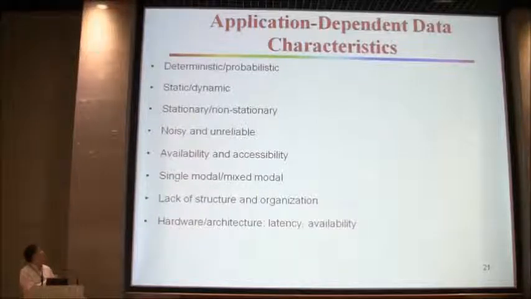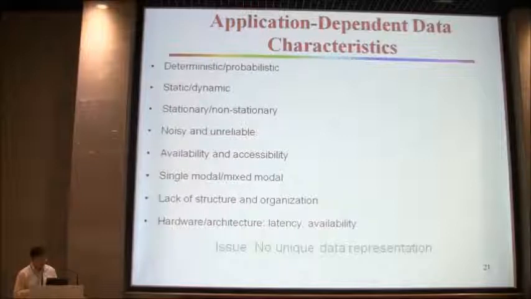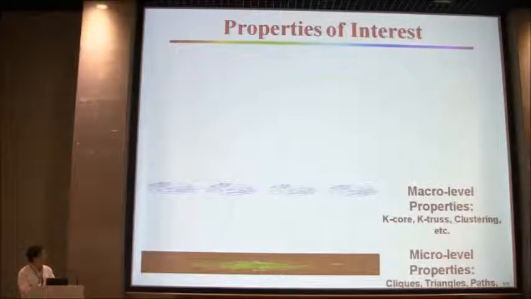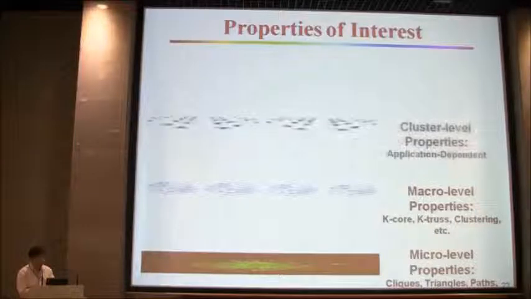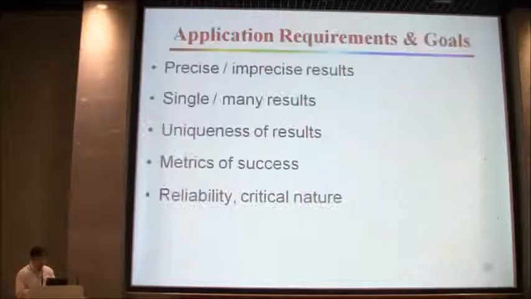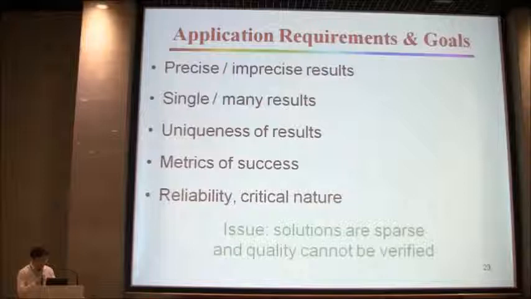This is also a challenge because of application-dependent data characteristics, such as noise, unreliability, variability, accessibility, single modal and mixed modal. There are many different characteristics. As for the property of interest, normally we use the macro level property, then the class level property, and finally the group level property. If we have a solution that gets sparse data, the quality cannot be verified. So these are the applications, requirements and goals of big data.